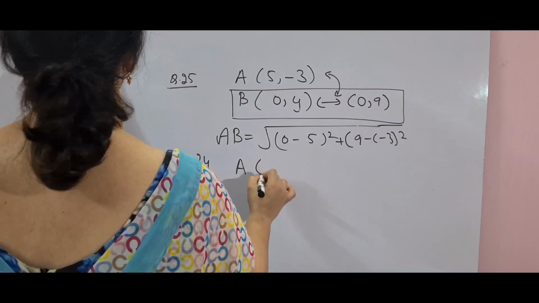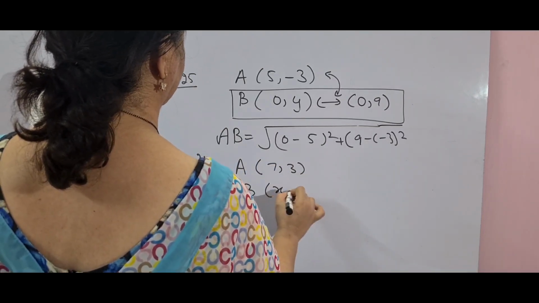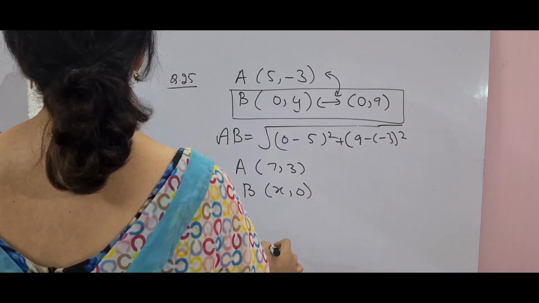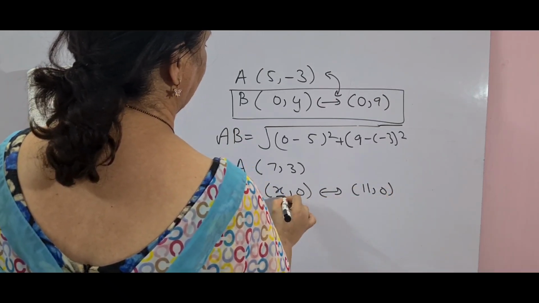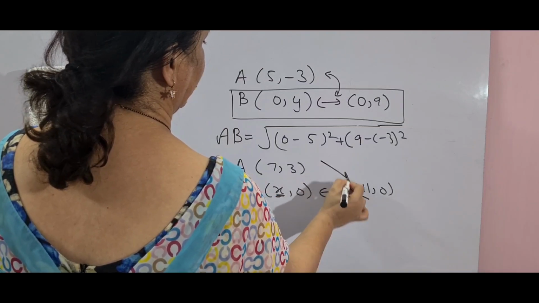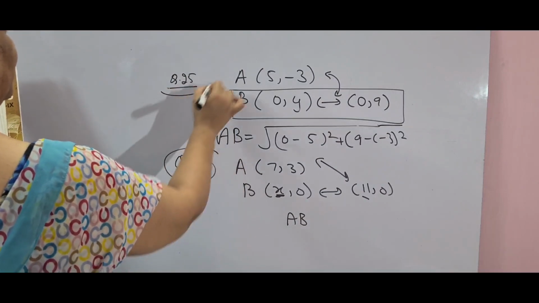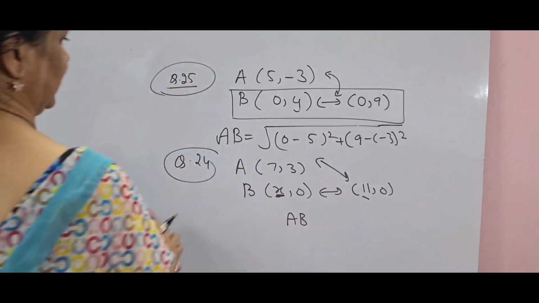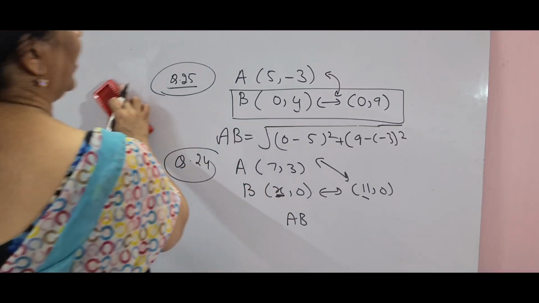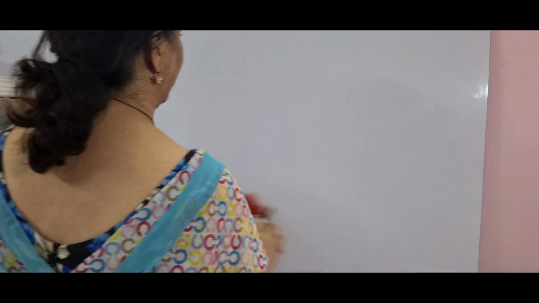A is 7 comma 3 and B is on the x-axis, that means x comma 0, where the abscissa is 11. So again B becomes 11 comma 0. In place of x you will write 11, and then you will find the distance between AB. These are both question number 24 and 25. Again, important sums of the compulsory section. See how easy it is. One formula is used, only a little difference in the language, and all the answers are coming.